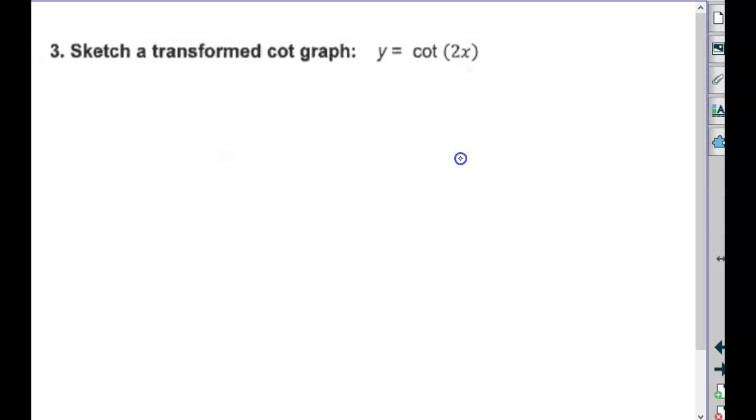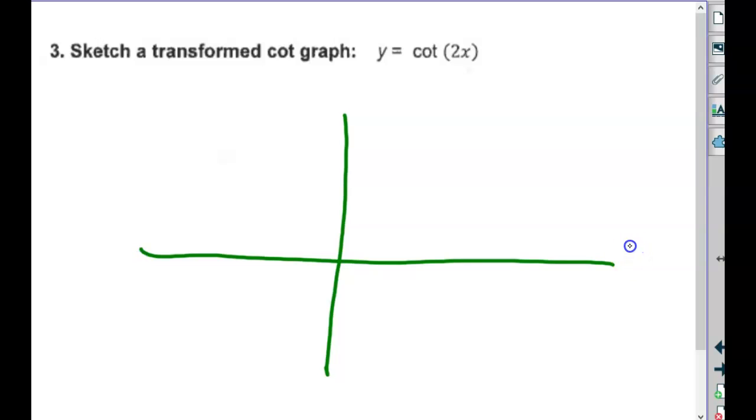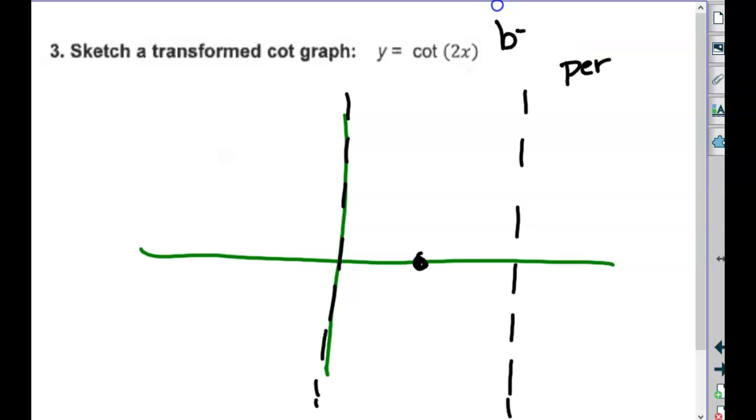So it says number 3, we should do this. Cotangent of 2x, what is that 2 going to change? The period. Now, cotangent, did it go through 0, 0 when it was a cotangent graph? No. There was an asymptote here, and then it went over here, and then there's another asymptote, okay? But we're going to do the period has changed. B is 2, so the period is now pi over 2. So this would be pi over 2, where the next asymptote is. So where would it cross at? Pi over 4.